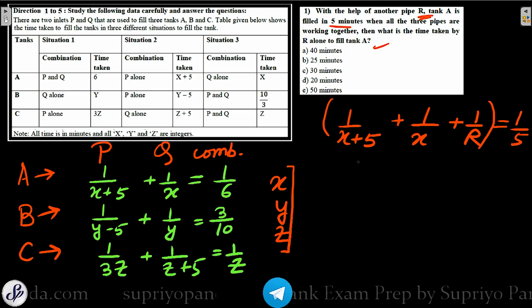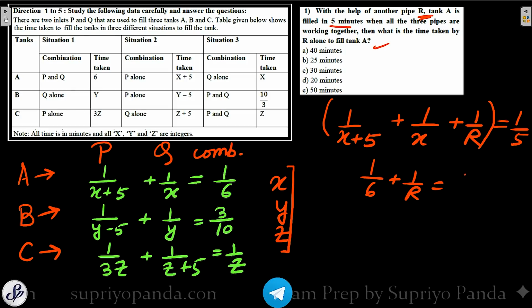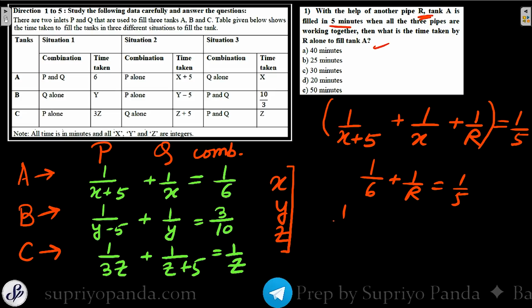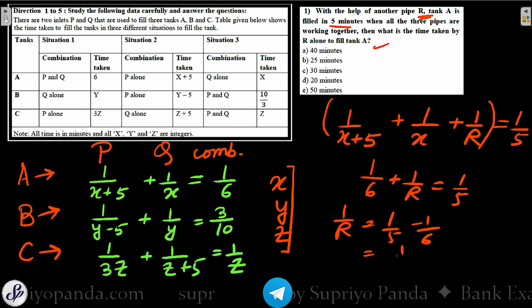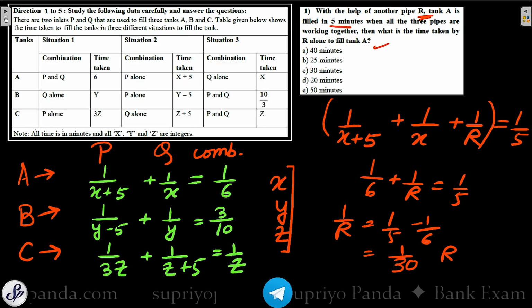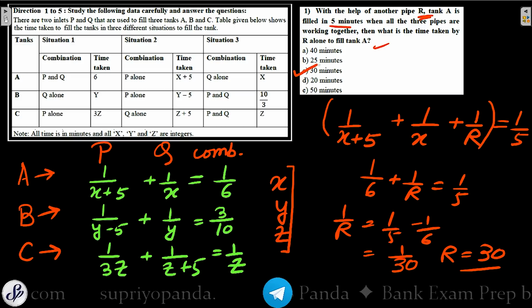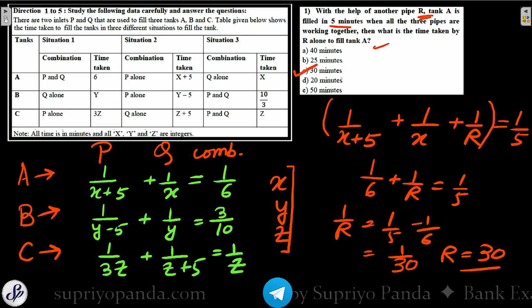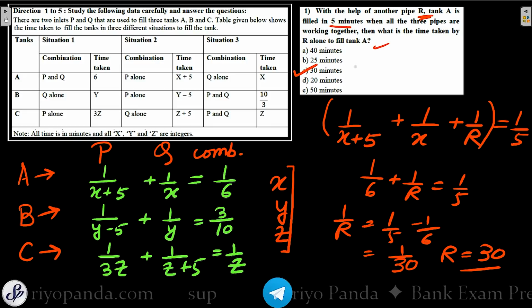So what you can do is just write down 1 by 6 plus 1 by R equal to 1 by 5. So this becomes 1 by R equal to 1 by 5 minus 1 by 6. So this comes to 1 by 30. This means that R equals 30 minutes, and your answer is option number C. Try to reduce the calculations like this whenever possible. Whenever you do not have to calculate, do not calculate.